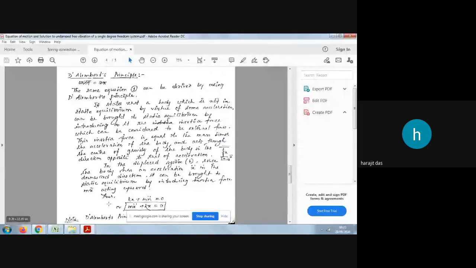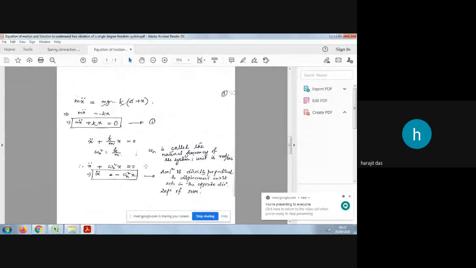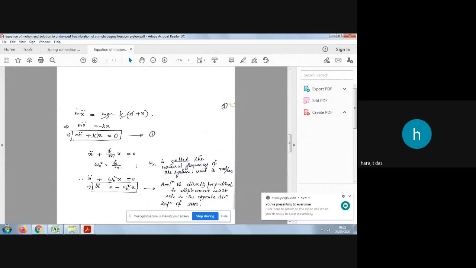So the final equation was that it was mx double dot plus kx equals 0, where m is the mass of the system, k is the stiffness, x is the displacement, x double dot is the acceleration, which was acting on the system when it was displaced an amount x.